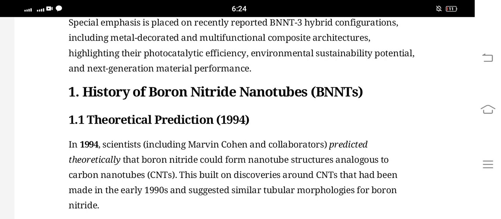To understand boron nitride nanotube 3, it is very important to first understand the historical background of boron nitride nanotubes. The concept of boron nitride nanotubes originated in the early 1990s following the discovery of carbon nanotubes. In 1994, theoretical studies conducted by scientists such as Marvin Cohen and his collaborators predicted that boron nitride, similar to graphite, could form stable tubular nanostructures. These calculations suggested that hexagonal boron nitride sheets could roll into seamless cylinders, forming nanotubes with remarkable stability.